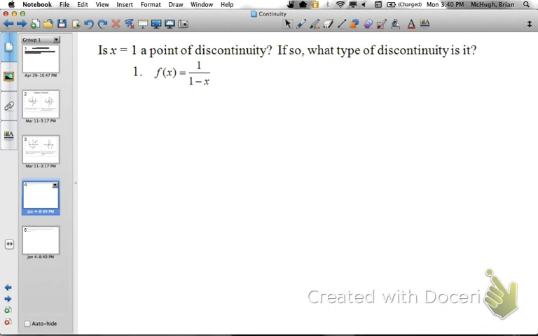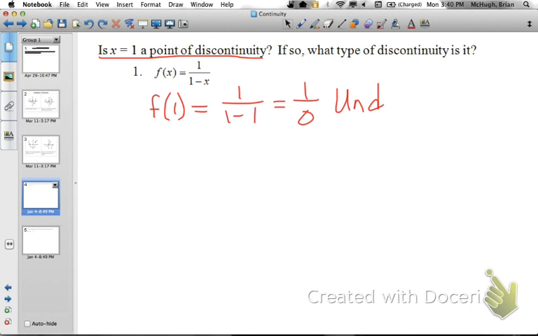Let's look at this equation f of x equals 1 divided by the quantity 1 minus x. Is x equals 1 a point of discontinuity? We can simply substitute 1 in for x. Do 1 over 1 minus 1 and get 1 over 0. When 0 is in our denominator, this is an undefined value. And that undefined tells us the answer is yes, x equals 1 is a point of discontinuity.